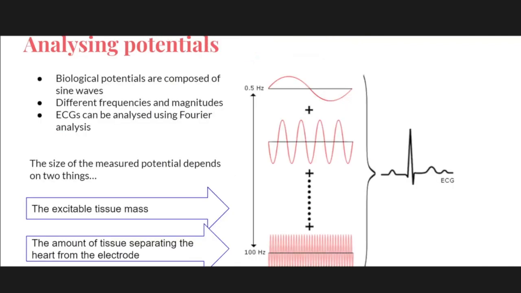So when we look at analyzing these biological potentials, they're again composed of sine waves, but at different frequencies. And the analysis that we use to compose all of these different frequencies into a single one is the Fourier analysis. But the size of the measured potential does depend on a couple of things. When the heart is bigger, the size of the potential is larger, and so that's the excitable tissue mass. And also the amount of tissue separating the heart from the electrode, which we know from obese patients with COPD, will also dampen the signal.